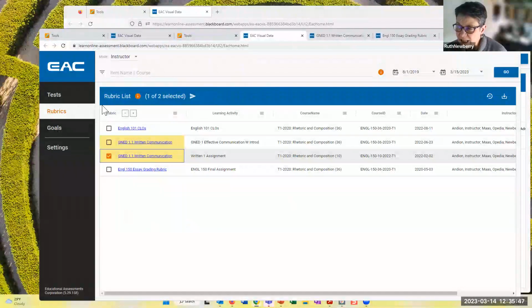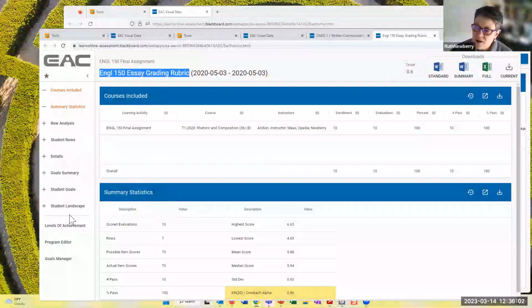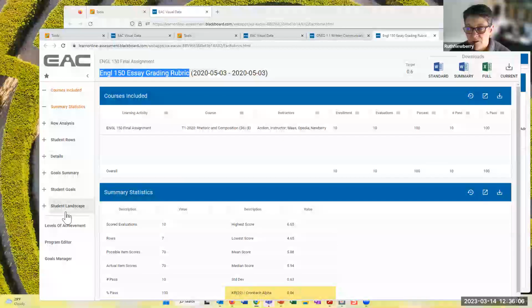So this list is simply that. What it asks: what do you want to look at today? So let's go first to my grading rubric here. You'll notice there is a menu on the side. This menu is going to be very similar when we start to look at a test.